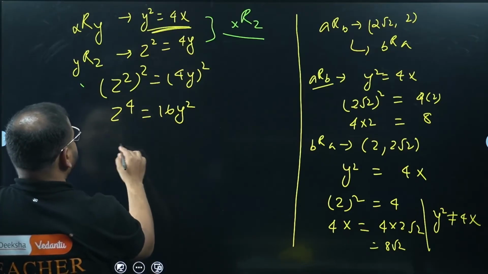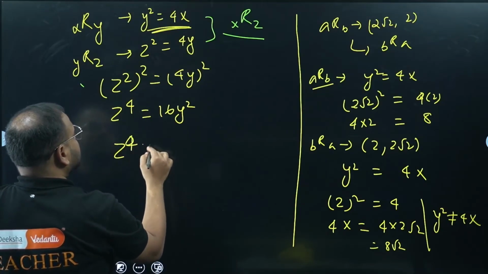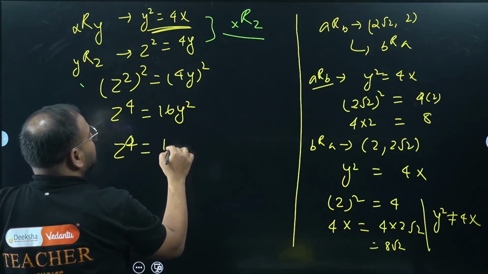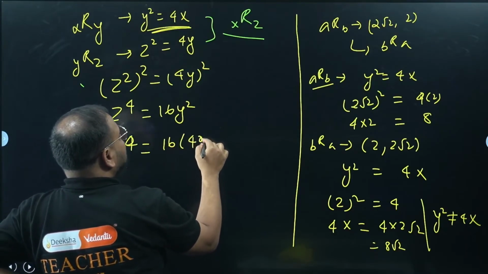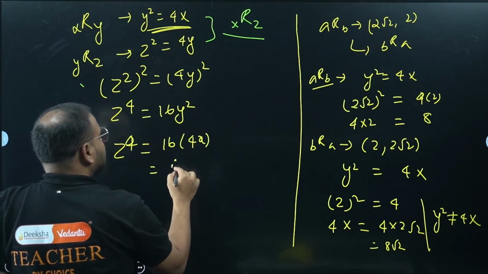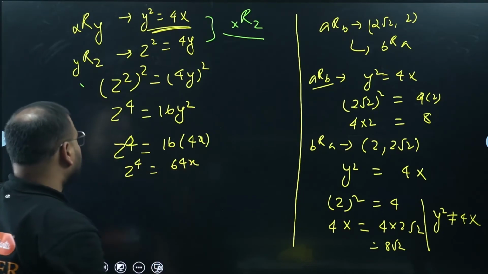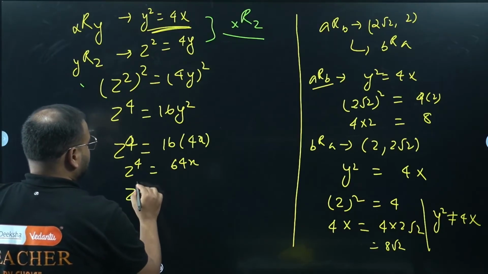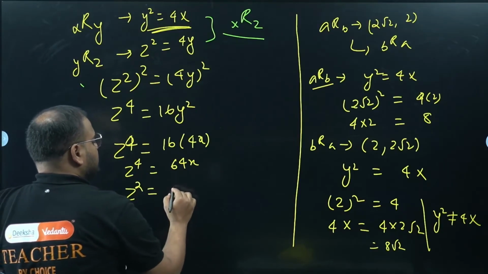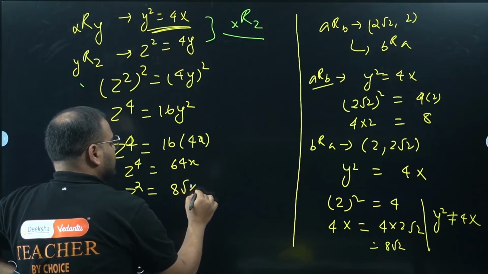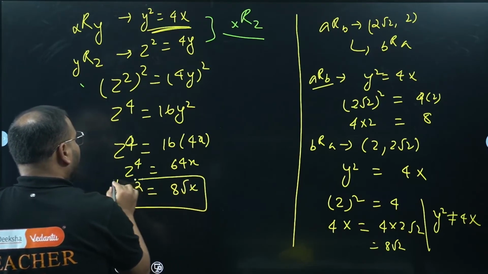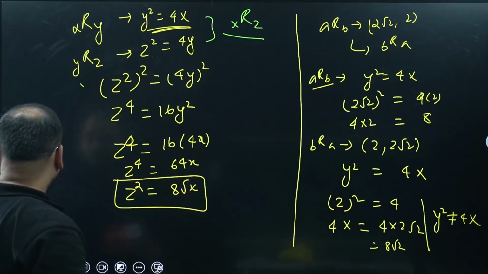Okay, what do I get? Z power 4 equals 16 into 4x, which is 64x. This is my z power 4. But what is the condition here? Z square is equal to 8 root x. Do I want this?